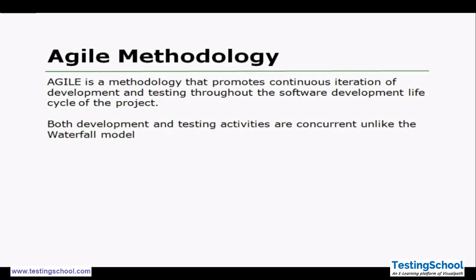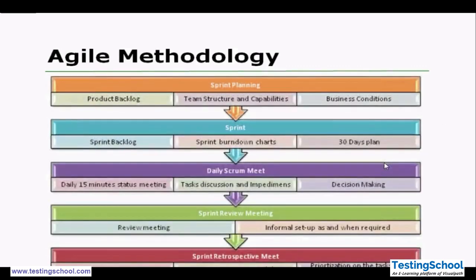So let's see what all are the components for the agile. Agile has the sprint planning. Sprint planning has the product backlog. What is the product backlog? Product backlog has all the features that need to be implemented to create a particular application. It has all the features. That is called a product backlog. Then we have the team structure and capabilities.